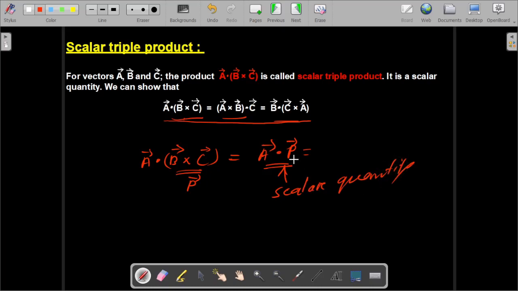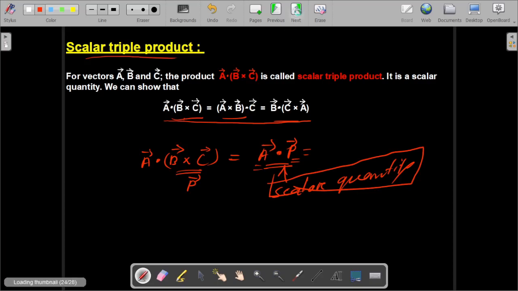Quantity. This is also a vector. If we take the product, then the ultimate result will be a scalar quantity. Understood? Therefore, since the final result is a scalar quantity, the product is called scalar triple product. Understood? I've shown it with a figure.